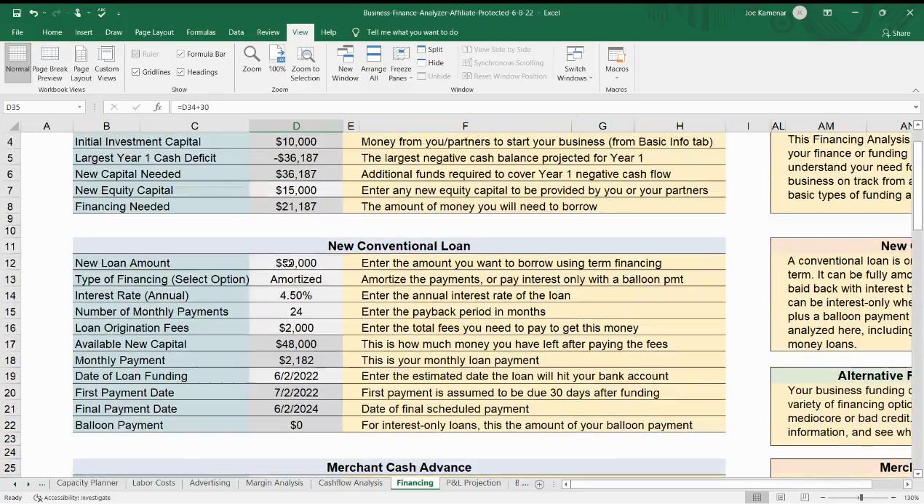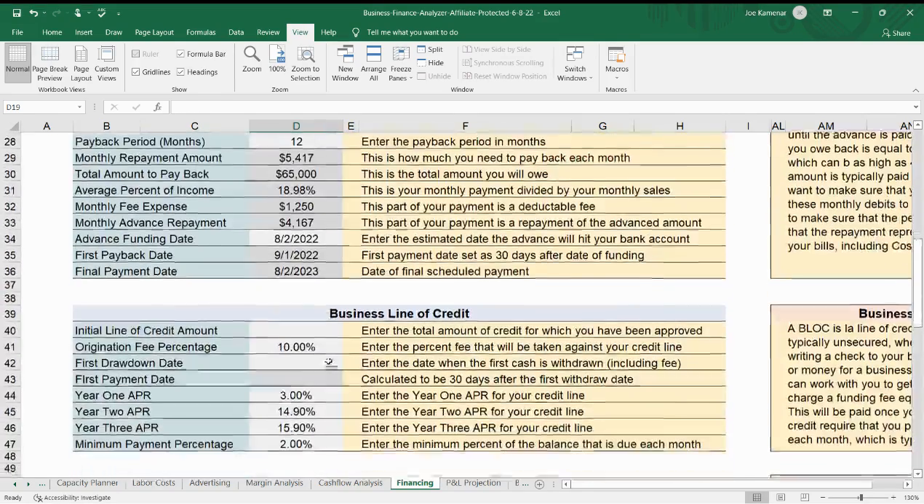So for this, let's take out this conventional loan. I don't want to put too much in here. We'll remove this, take all this out. Bam, and let's look at a business line of credit. Business line of credit is almost like stacked credit cards.